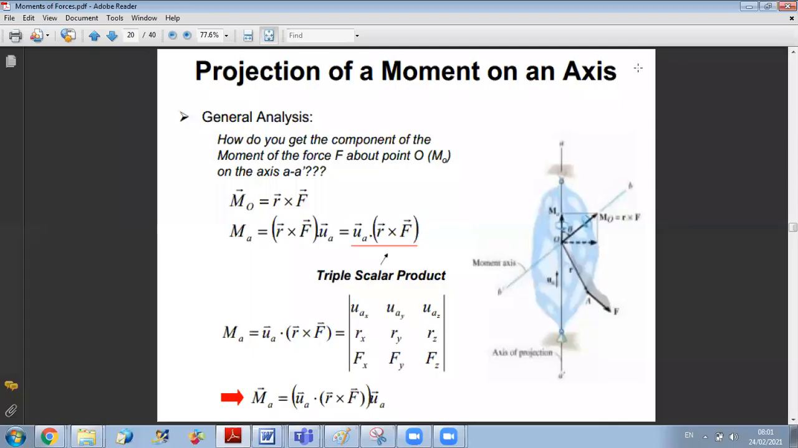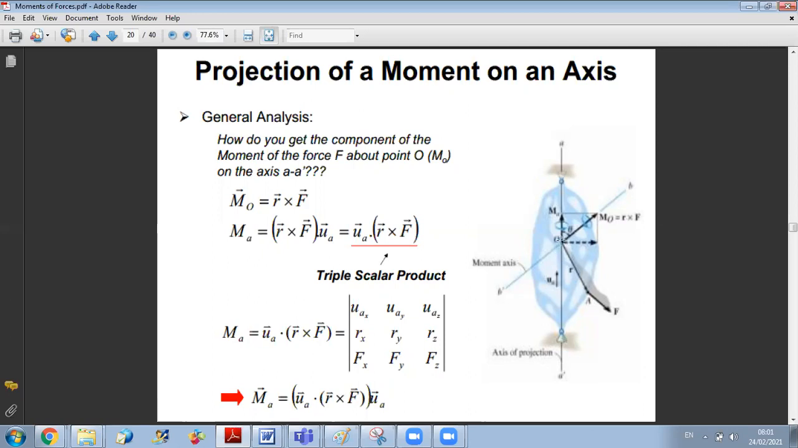Good morning. So we were talking last time about how to project a moment on an axis. For example, here in this figure, you have axis AA prime and BB prime. If you are interested to find the moment of force F about axis AA prime, what you should do is first consider any point on axis AA prime, for example, point O. And then you first take the moment of force F about O, which is OA vectorial F.